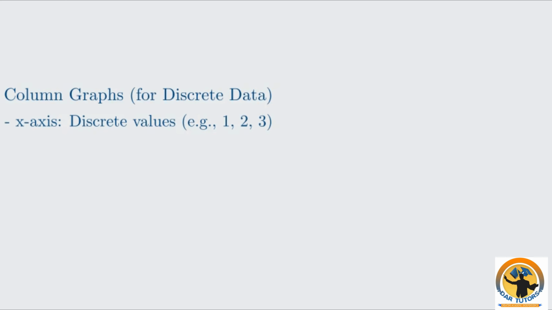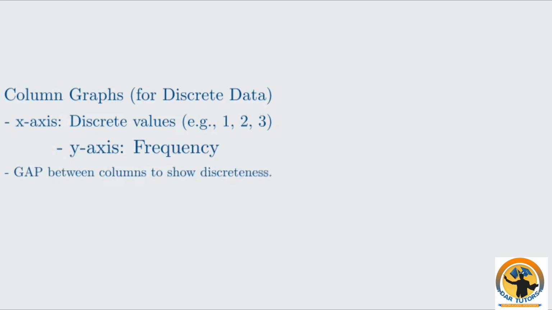To get a quick visual understanding of its shape, we use a column graph. A column graph, also known as a bar chart, is used to display discrete data. Key features are: the x-axis shows the discrete values like 1, 2, 3, and so on. The y-axis shows the frequency. Critically, there must be gaps between the columns to show the data is discrete.